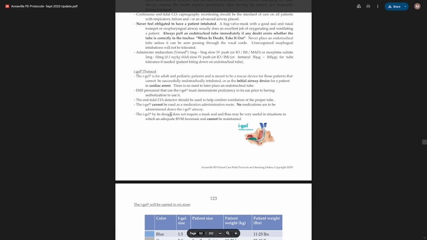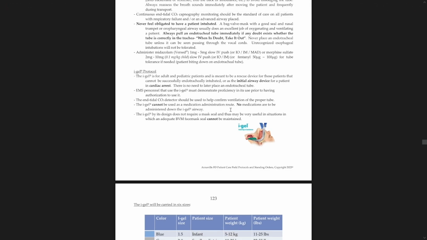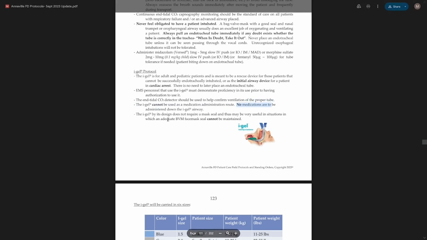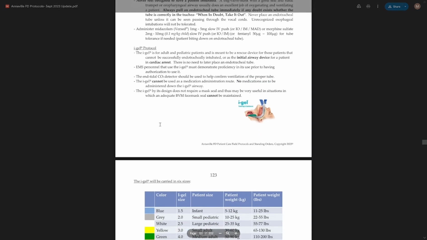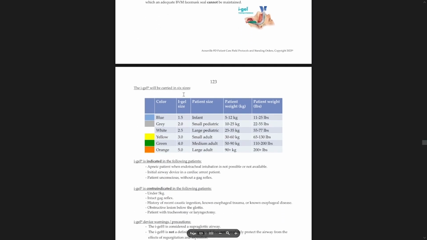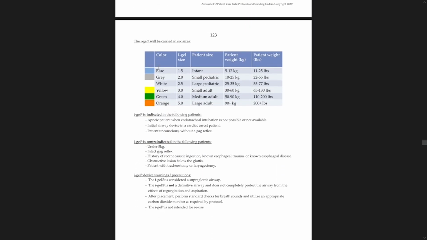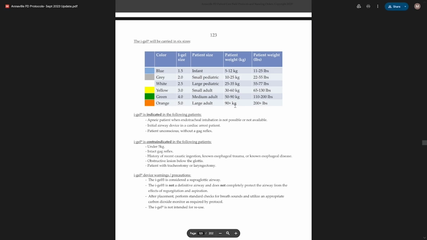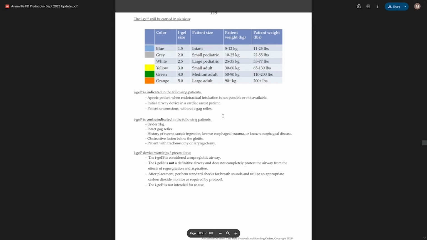The iGel cannot be used as a medication administration route. No medications are to be administered down the iGel airway. The iGel, by its design, does not require a mask seal, and thus may be very useful in situations in which an adequate BVM face mask seal cannot be maintained. The iGel will be carried in 6 sizes. It will either be blue, gray, white, yellow, green, or orange. If you want, you can pause the video and look at the weights here.